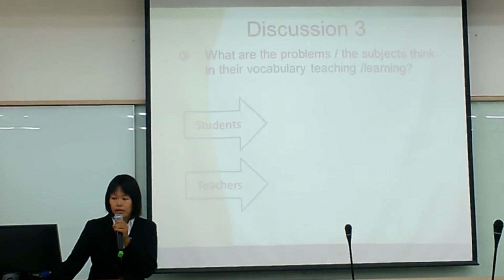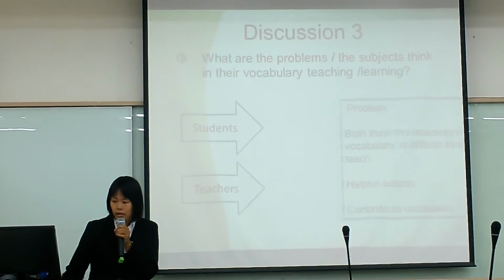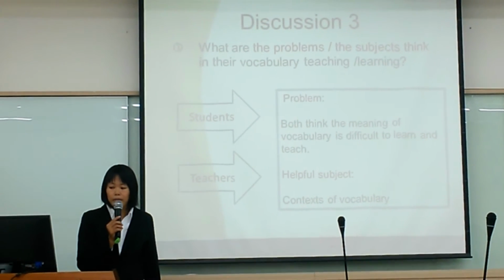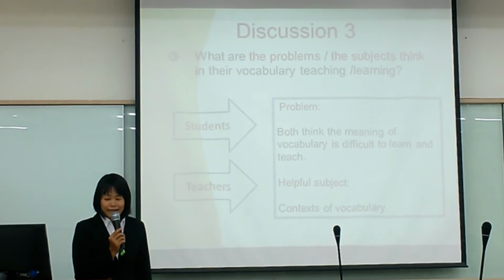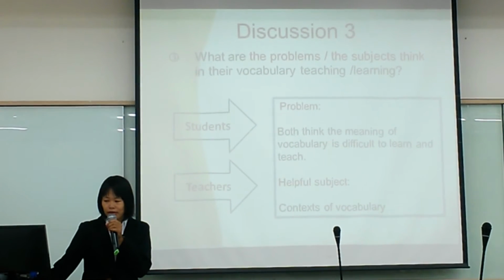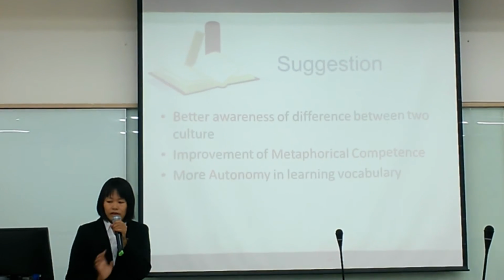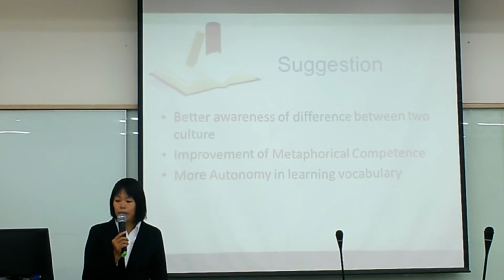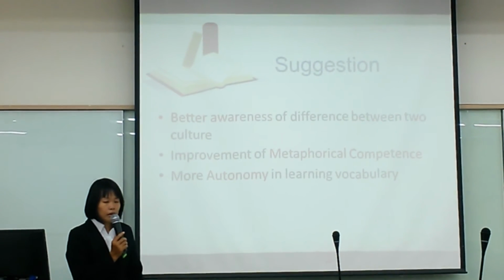And discussion 3. What is the problem subjects think in their vocabulary teaching and learning? The problem is they both think the meaning of vocabulary is difficult to learn and teach. For students, what is the helpful subject? Context of vocabulary. This is a suggestion that the article makes about better awareness of difference between two cultures.